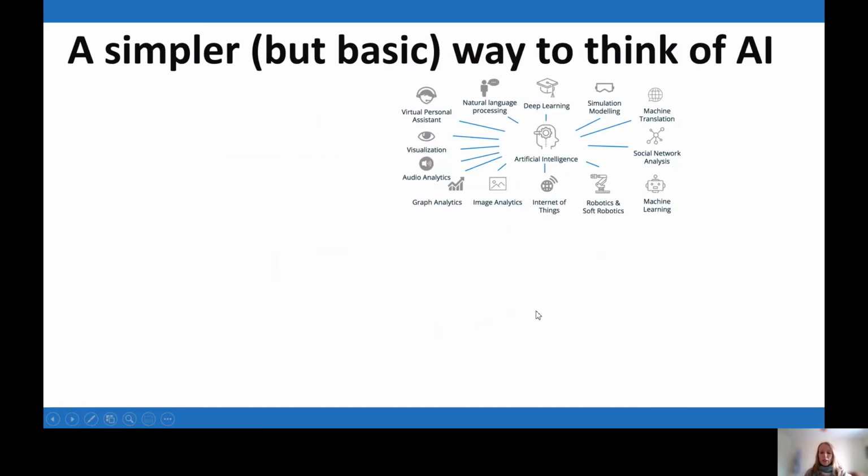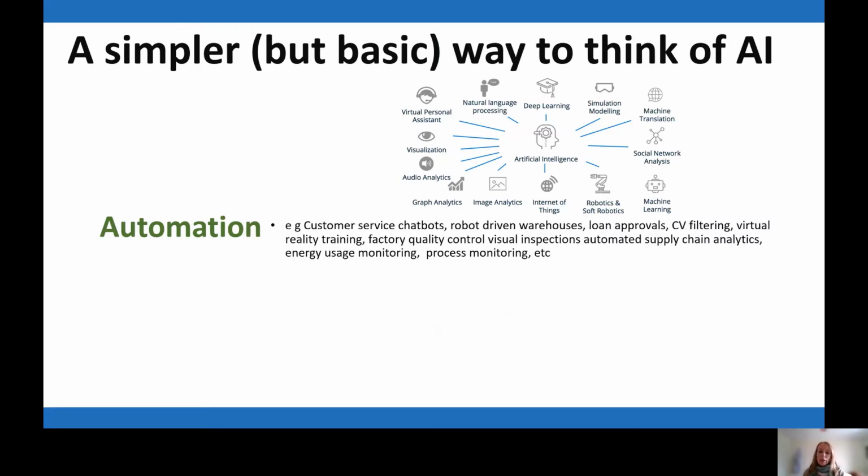So just moving on a little bit from that, it can be difficult for companies to get a hold on what all the different areas are because there are so many different aspects of artificial intelligence. And one way that I frame it when it comes to think of what it can do for your company is to simplify it a little bit into two main areas. So the first area is automation. Now, that might sound a little bit simplistic, but automation is a huge aspect of the capabilities that AI brings. So thinking about specific examples, things such as customer service chatbots, robot-driven warehouses, automated loan approvals, automated filtering of CVs in large-scale HR departments, virtual reality training, factory quality control, visual inspections, automated supply chains, and so on and so on. In other words, being able to do more of something in a better way and faster.